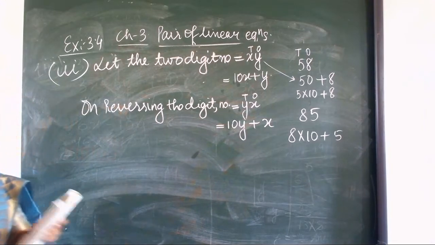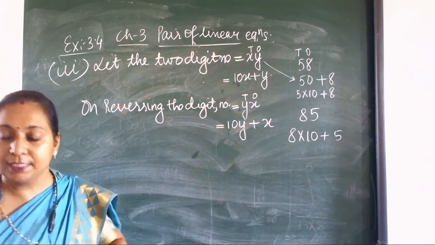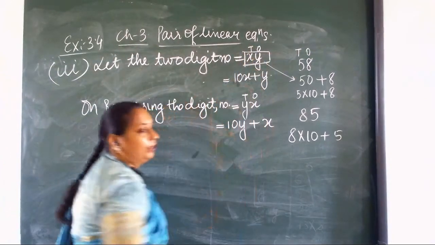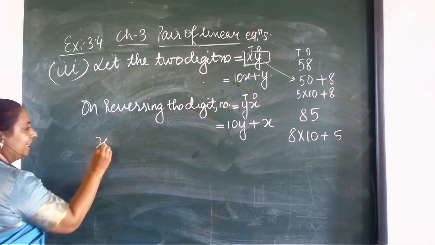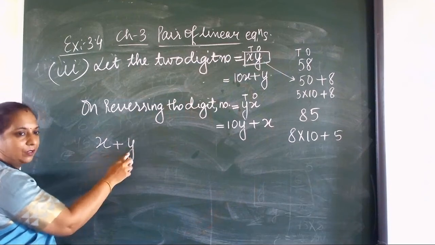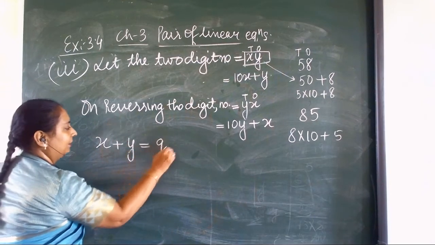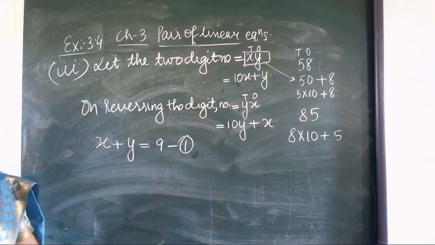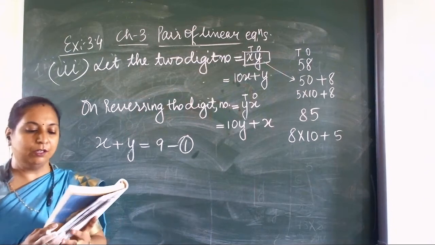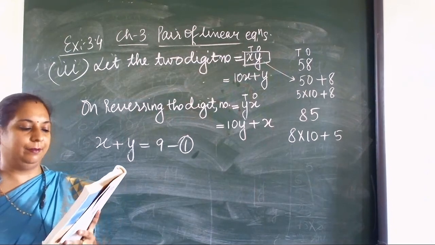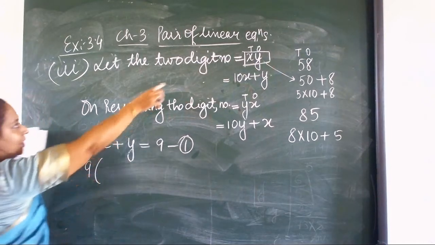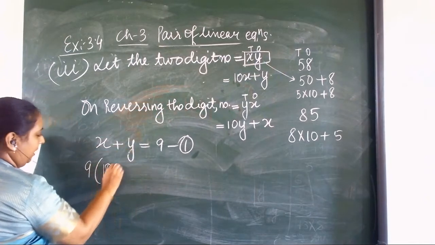Now according to the question, the first condition given is that the sum of the digits is equal to 9. So x is the tens digit and y is the ones digit. If we add the two digits of the same number, we get 9. This is the first equation. Clear? Now the second equation is also given: 9 times this number. 9 times this number means 9 times the original number, that is 10x plus y.